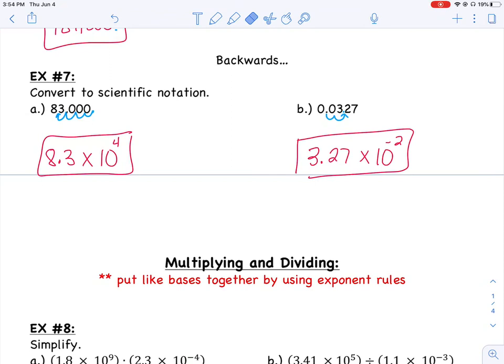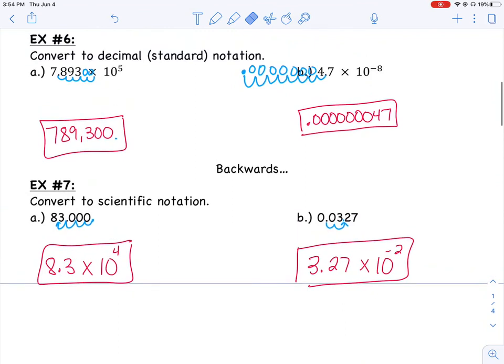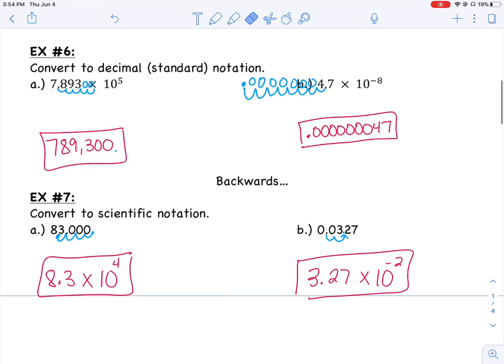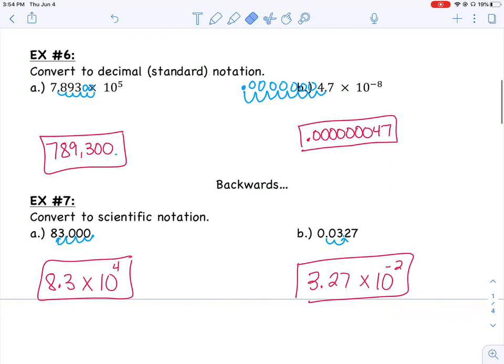All right, make sure you know how to take a standard number and change it into scientific notation. Also, make sure you know how to take a number in scientific notation and convert it back to decimal or standard notation. Practice a few of those, and in the next video, we'll talk about a few operations with scientific notation.